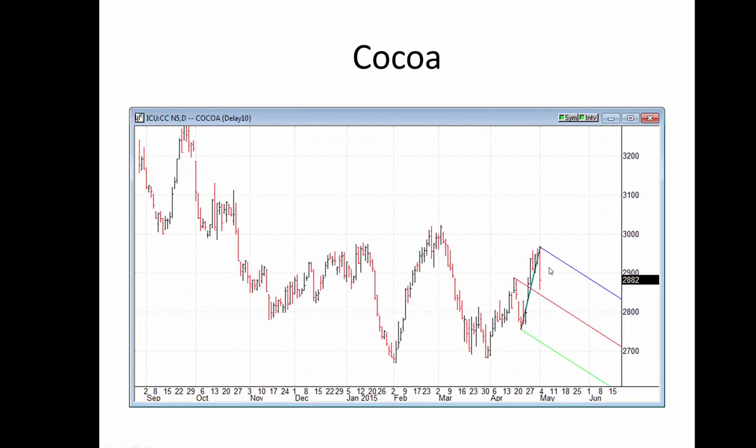Cocoa wound up selling it when prices were up here. Prices did make a new little higher high, went short again, additional contract, and now looking for a power move. We'll have to see what happens.